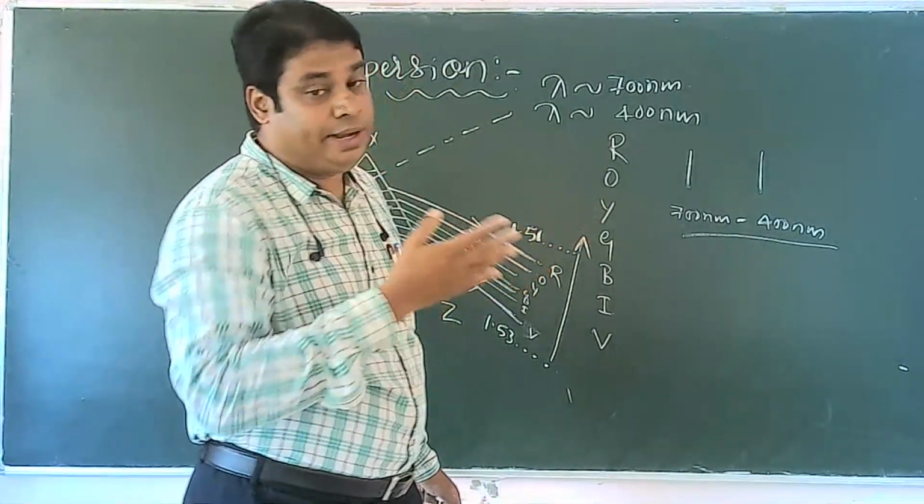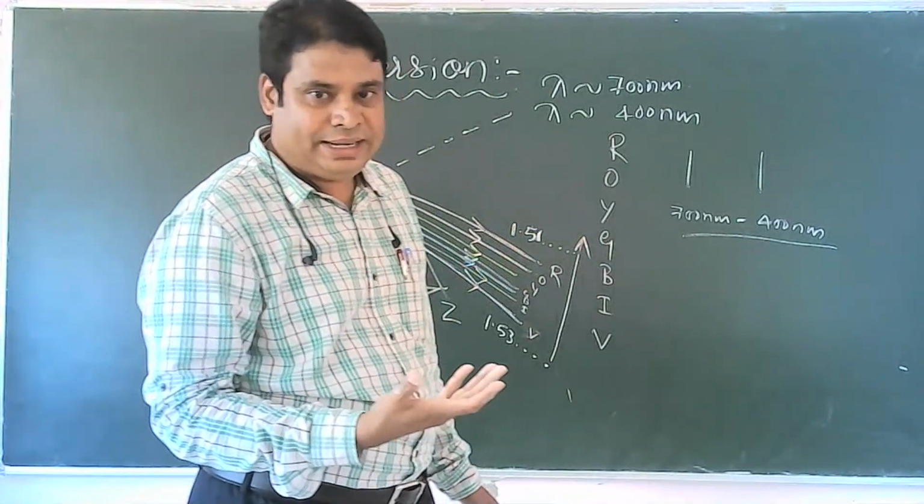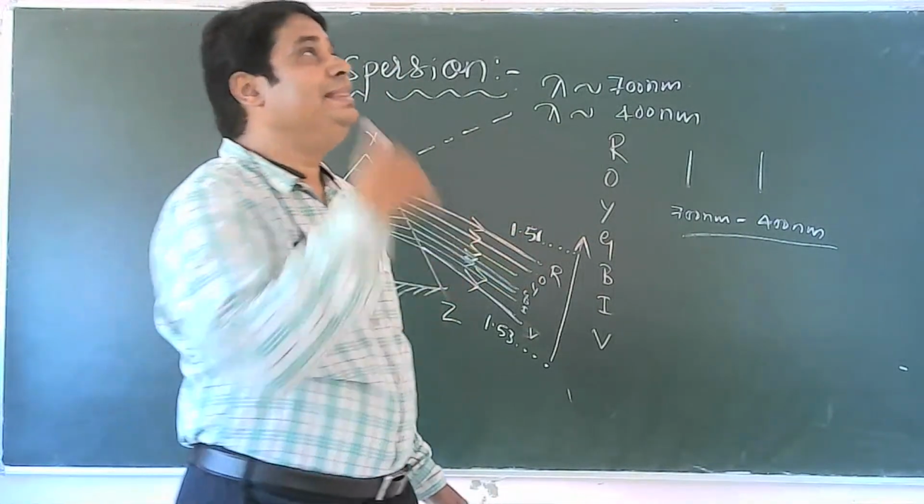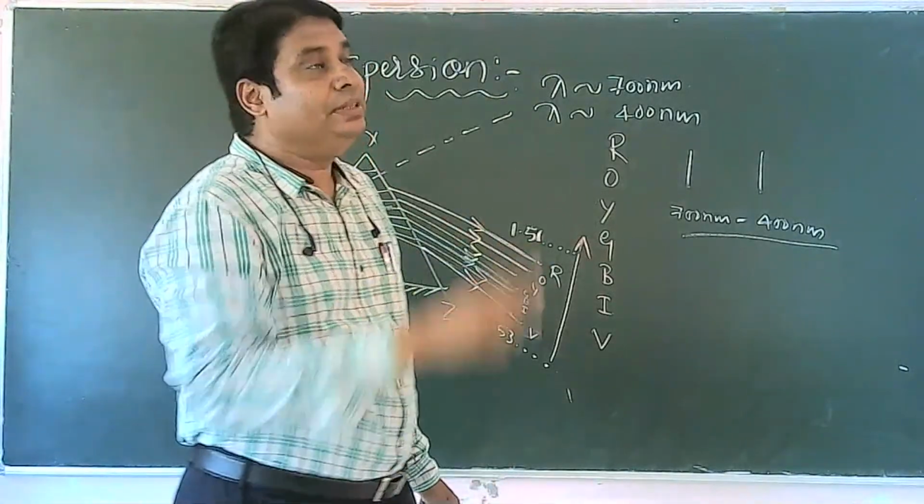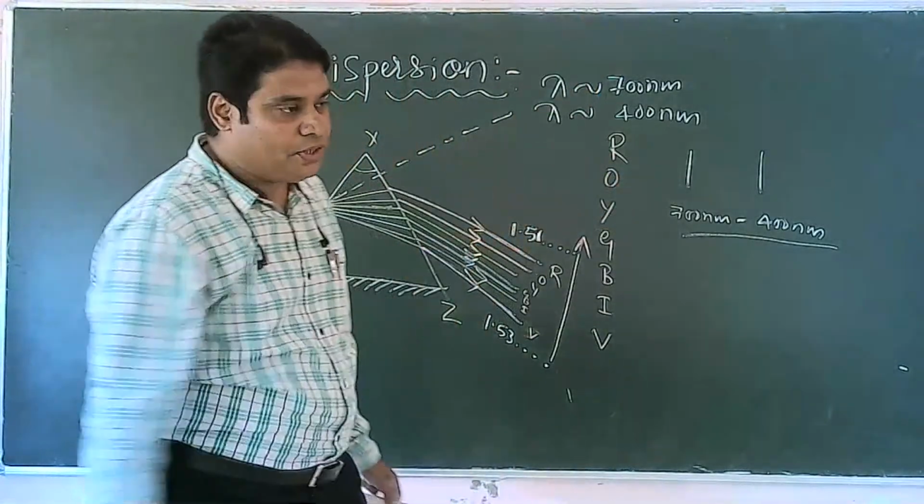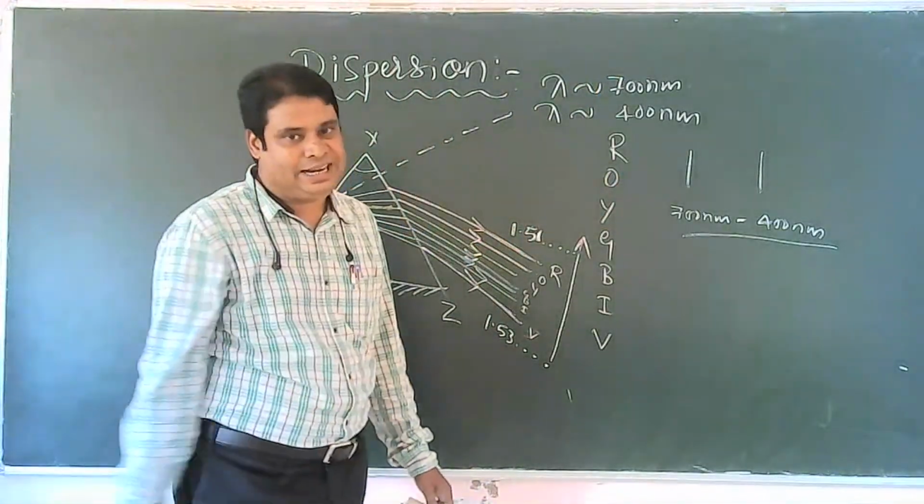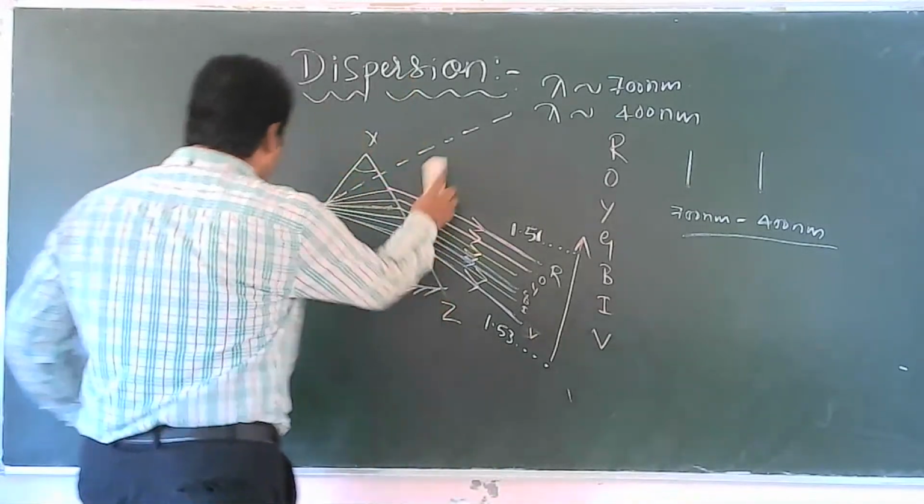The first one, which is very much neatly visible, is called primary rainbow. The second rainbow, which is fainter as compared to the first one, is called secondary rainbow. Okay.